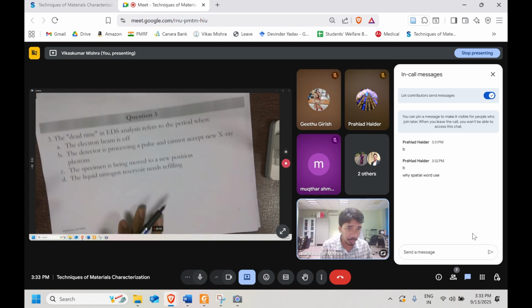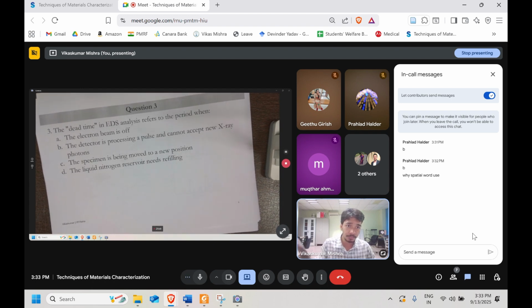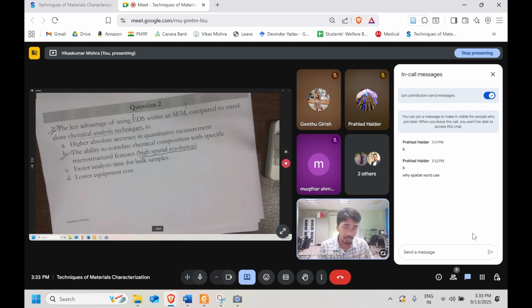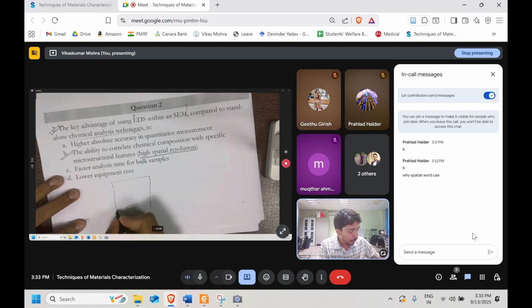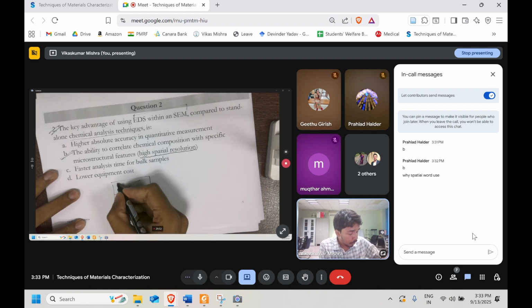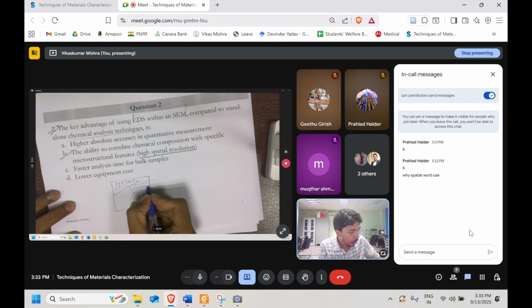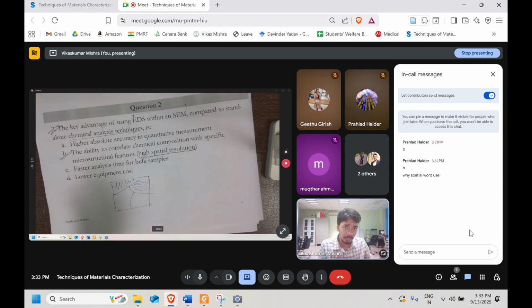Why is the word spatial used? Because it will give you the space, right? It will tell you that over this particular region, that particular chemical composition is there. The thing I told you, that in XRD we cannot know especially how the things are distributed, which particular phase is where, is something you can do over here.